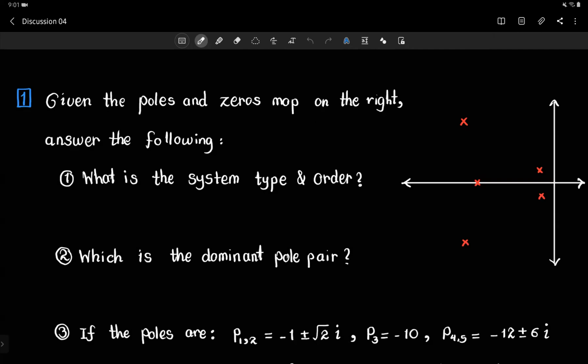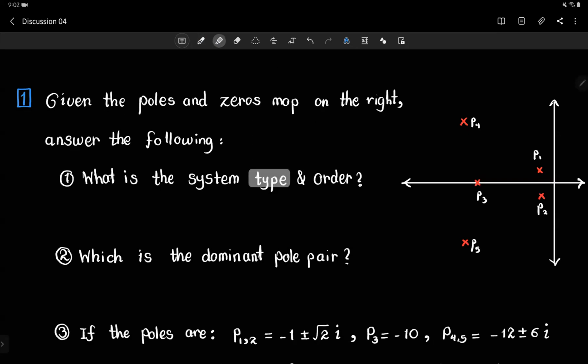So the first problem we have for today is, given the pole zero map that we have here on the right. This is P1, this is P2, this is P3, P4, P5, and it's clear that we don't have any zeros. And we want to answer these questions. The first question is, what is the system type?